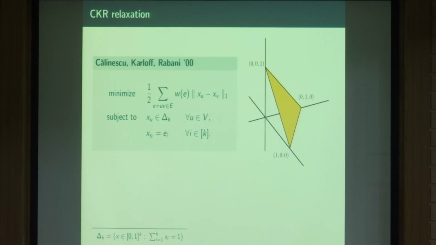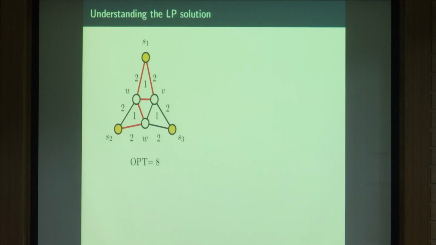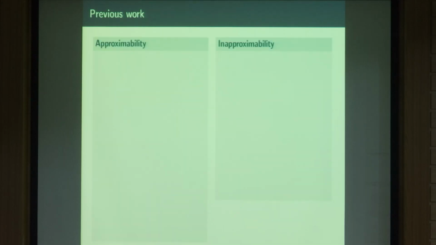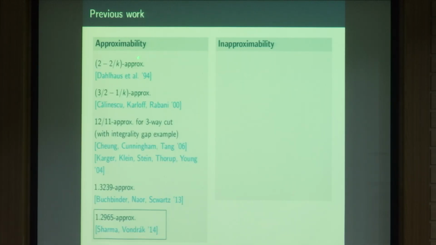It turned out that this is a very nice relaxation. It has a lot of implications. Here is just an example showing that if you start with this graph, then the CKR relaxation gives you something like this. Not that interesting. Okay, so what do we know about the approximability and inapproximability of multiway cut? So we had this 2 minus 2 over k approximation, which was a very simple combinatorial algorithm. And then using the CKR relaxation, Calinescu, Karloff, and Rabani improved this approximation factor to 3 over 2.